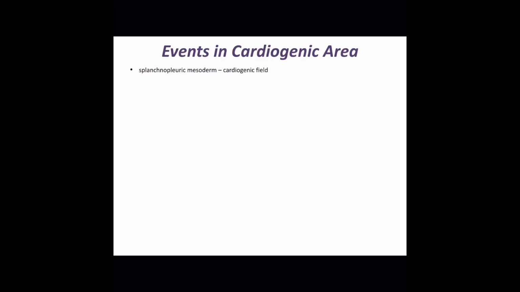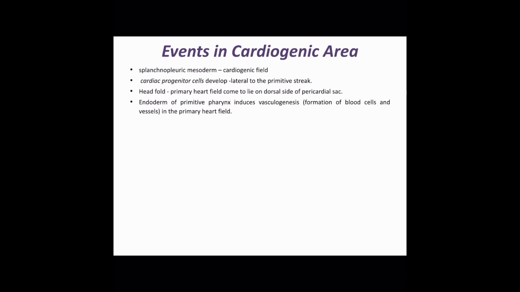So, events in the cardiogenic splanchnopleuric mesoderm: it will form the cardiogenic field. The cardiac progenitor cells develop lateral to the primitive streak. The head fold will be formed. The primary heart field will come to lie on the dorsal side of the pericardial sac. This we will study in detail with the development of the pericardial cavity.